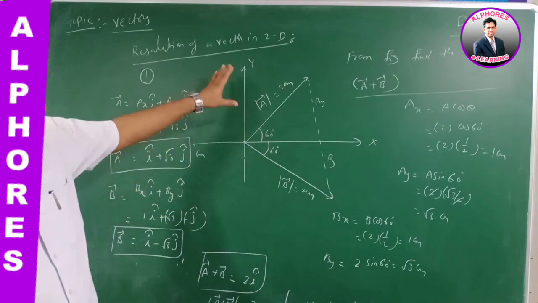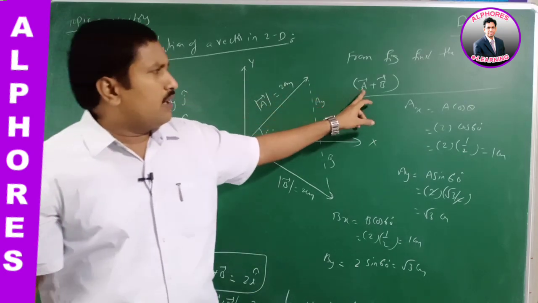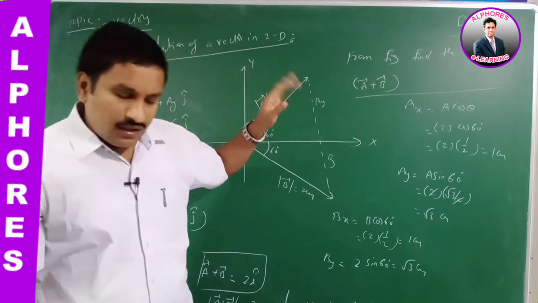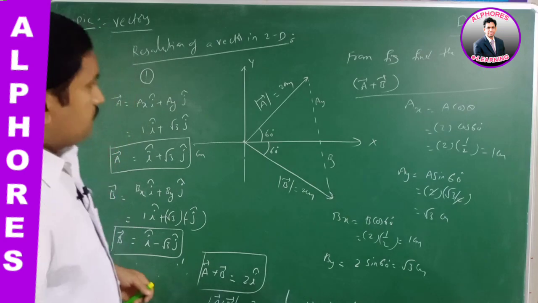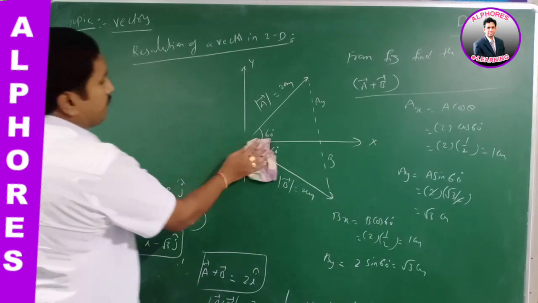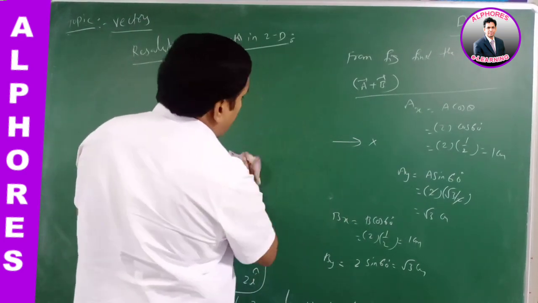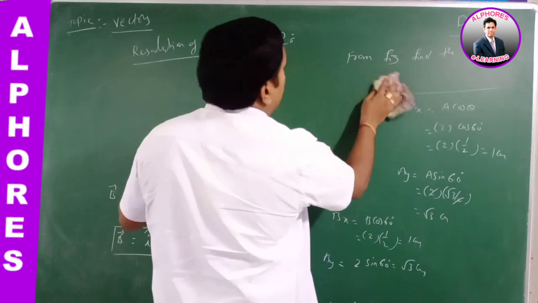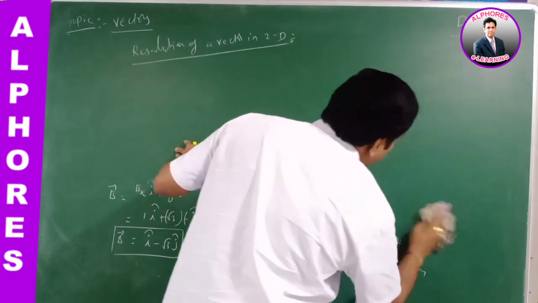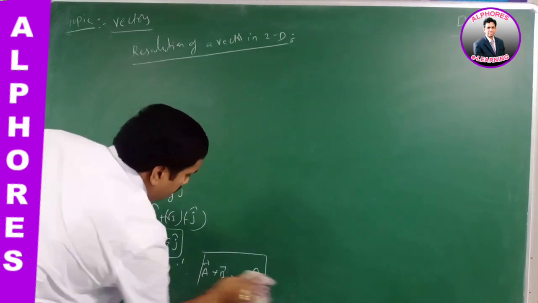Okay, so this is the method to find the resultant of two vectors, as per the resolution of vectors in 2 dimensions. In the same way, I am giving another problem based on this resolution of vector in 2 dimensions. So please all of you try to solve this problem by using this concept only.